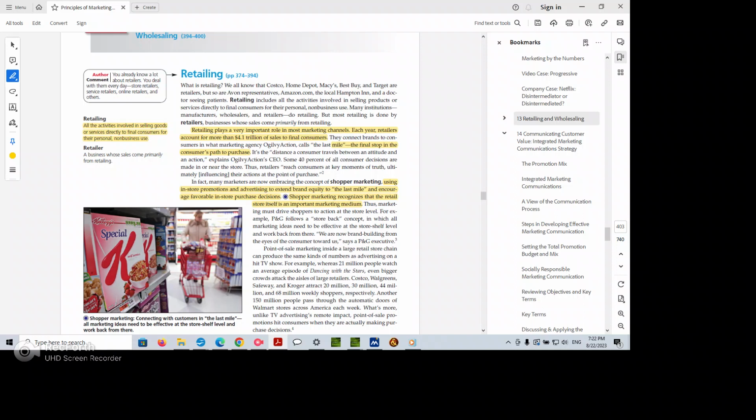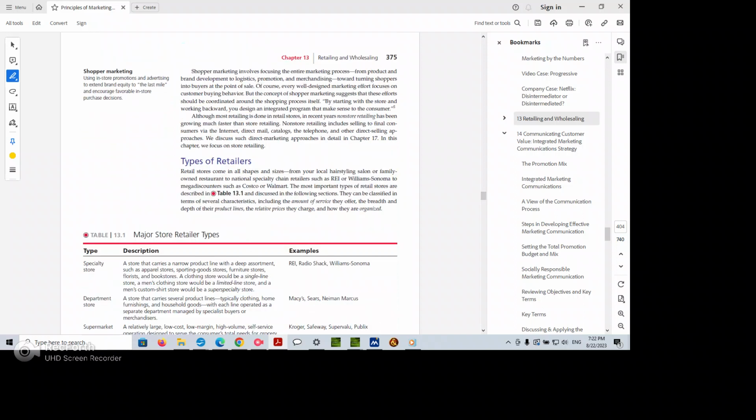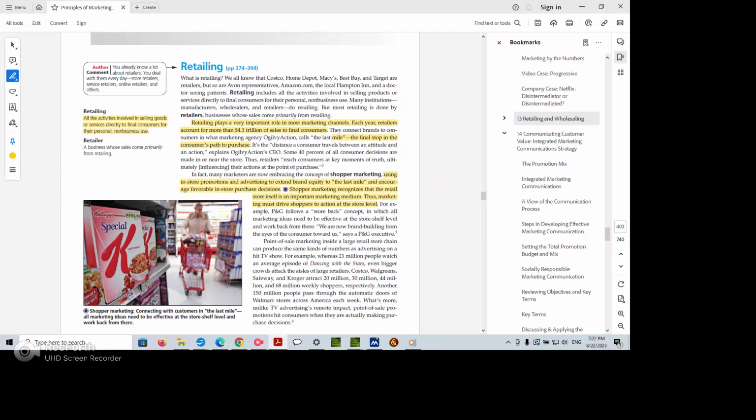Now, thus marketers must drive shoppers to action at the store level. This is where shoppers are going to be buying. Point of sale marketing inside a large retail store chain can produce the same kinds of numbers as advertising on a hit TV show. Why? Because it's right there for them to see. See what I'm saying?